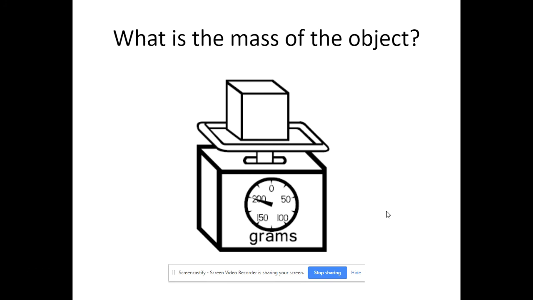In this example, my cube is on the scale. I need to look at my scale to see what the mass would be. Write your answer on your board and determine what is the mass of this object. Pause the video. If you said 200g for 200 grams, you would be correct.